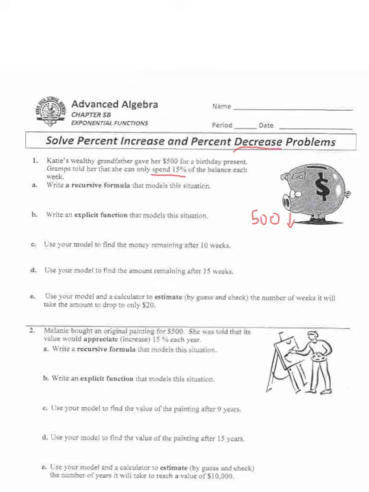For the recursive formula, we have U sub 0 is how much we start off with. In this case, she starts off with $500. And then we have any term, U sub n, equals the term before it, which is represented by U sub n minus 1, times 0.85.